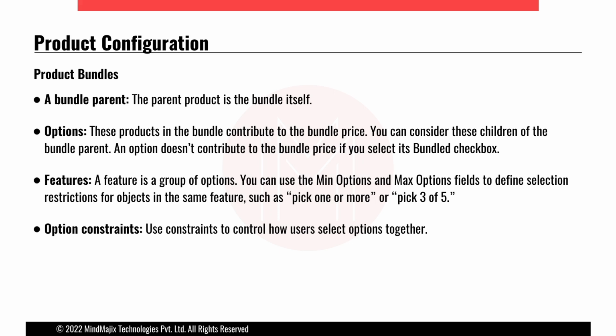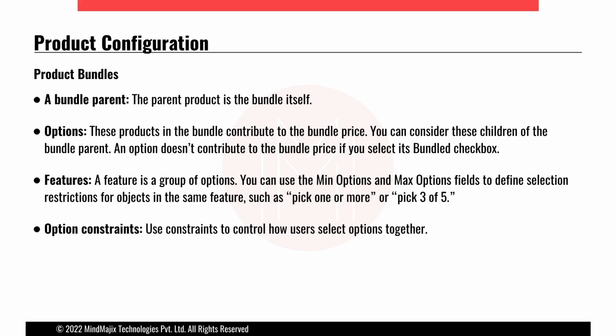As I said, it's a parent bundle. The parent bundle is the bundle itself. 4K video camera is the parent bundle here. And options: I said options are child products. These are all the products in the bundle that contribute to the bundle price. You can consider them the children of the bundle parent. An option doesn't contribute to the bundled product price if the bundled checkbox is not selected.